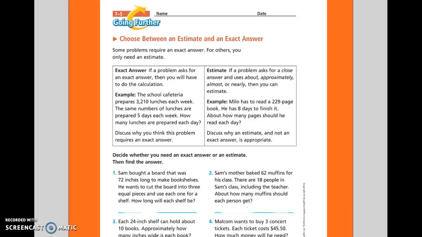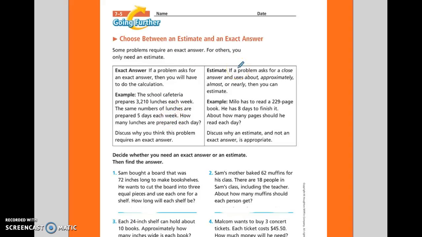All right, the last thing that we're going to look at today is trying to decide if we have to find an exact answer or if we can estimate an answer. So for an exact answer, if a problem asks for an exact answer, then you will have to do the calculations. So here's an example. The school cafeteria prepares 3,210 lunches each week. The same number of lunches are prepared 5 days each week. How many lunches are prepared each day? So what do you think? Do you think that this is an exact answer or an estimating answer? If you say exact answer, you're right, because they want to know exactly how many lunches are prepared each day.